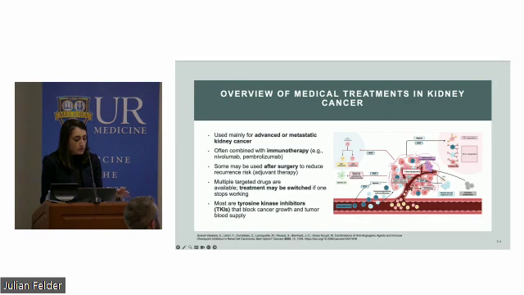Like I mentioned before, we mostly use this in advanced or metastatic kidney cancer, and oftentimes this includes immunotherapy or targeted medications. And when I say advanced kidney cancer, I mean sometimes we give immunotherapy after surgery, or adjuvant treatment. And oftentimes we use a combination of medicine, usually either combining two immunotherapy drugs together or a combination of a targeted medication, a tyrosine kinase inhibitor, along with an immunotherapy.